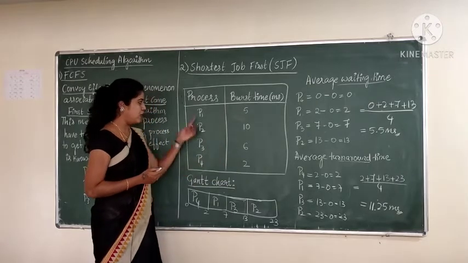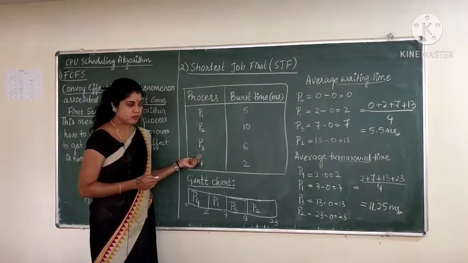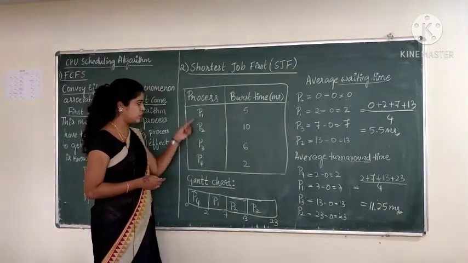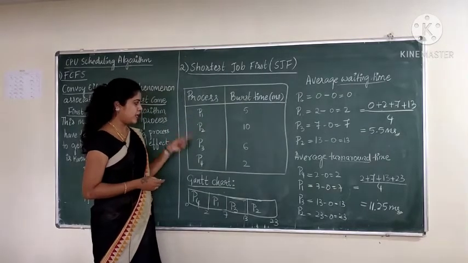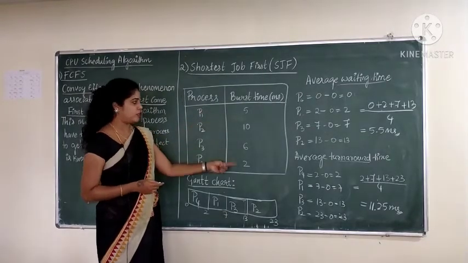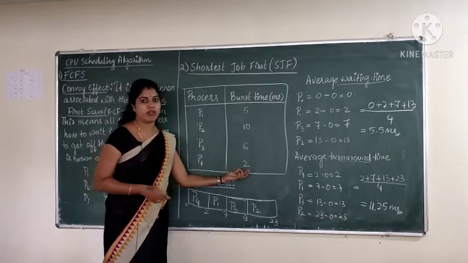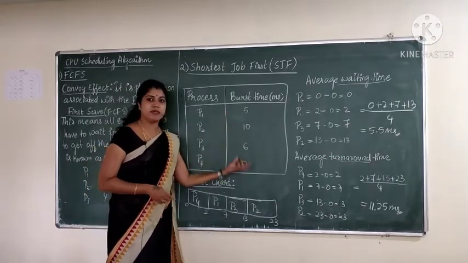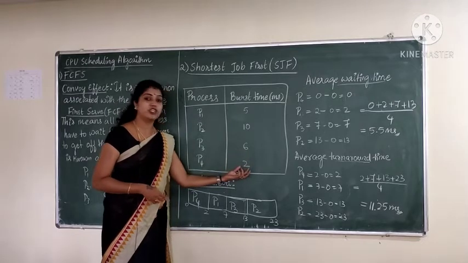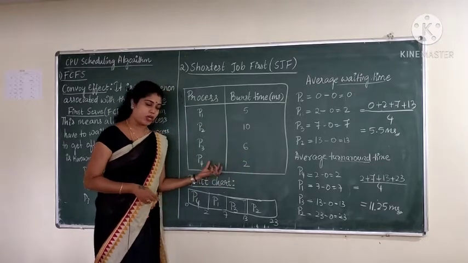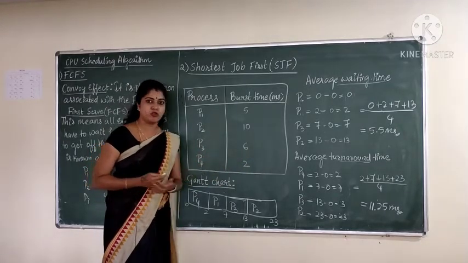In this example, there are 4 processes. The table is given with the 4 processes, P1, P2, P3, P4. In this, you can see burst time is given as 5, 10, 6, 2. Which is the smaller one? P4 is the smaller one, P4 with the least burst time. The burst time of P4 is only 2 milliseconds. So in this, Process 4 will go for execution first.